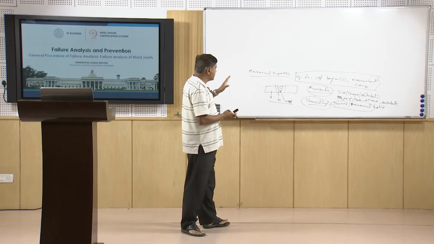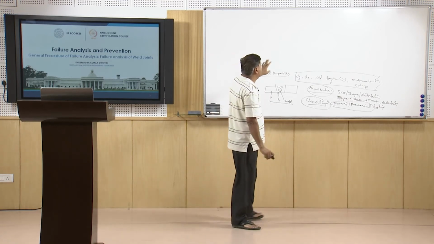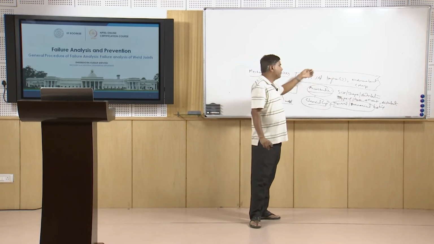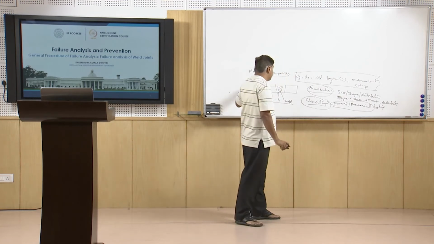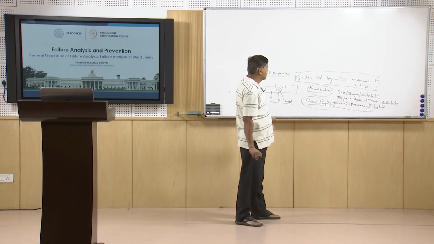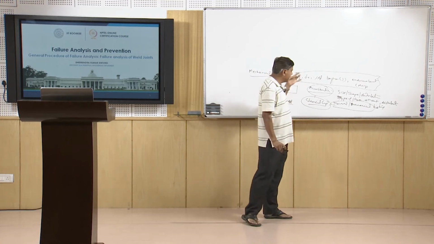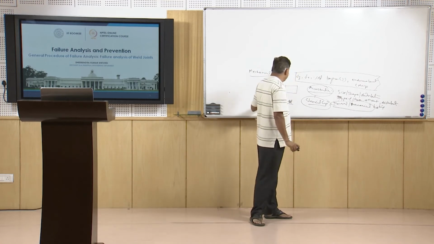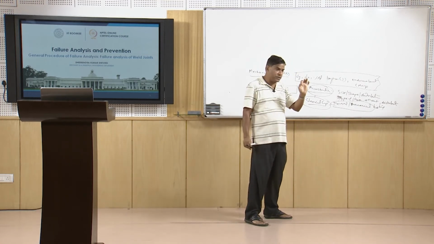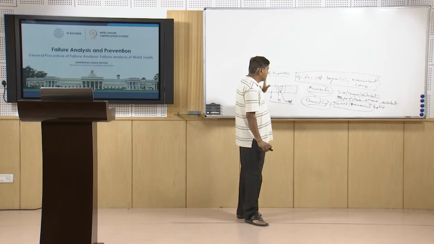But if the failure has taken place from a particular location, then it will be deficient from the mechanical properties point of view. So, that needs to be investigated, and for that we definitely need the mechanical characterization of the weld joint, or especially of that particular location from where the failure has taken place.